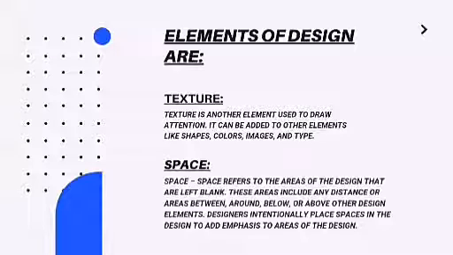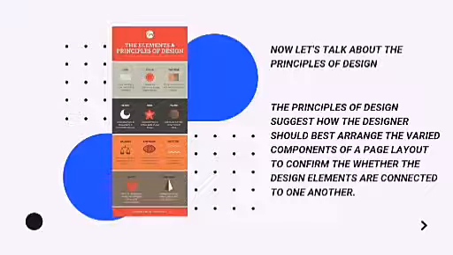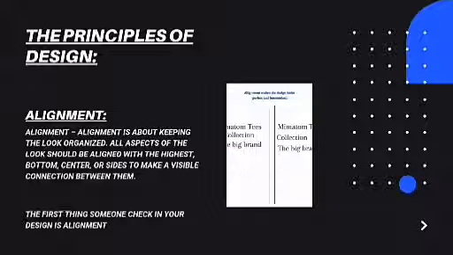Now let's talk about the principles of design. Principles of design suggest how the designer should best arrange the varied components of a page layout to confirm whether the design elements are connected to one another. We have different kinds of principles of design, but the most important principle of design is alignment. Alignment is about keeping your design looking organized.